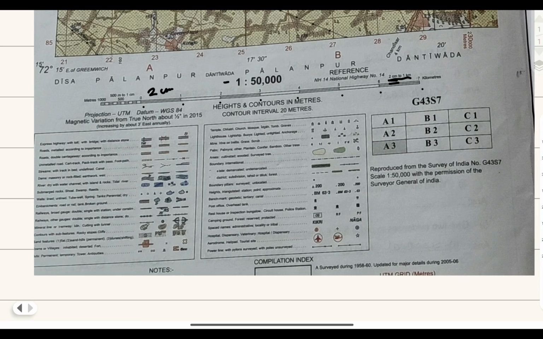Now 1:50,000, how do we read it? 1 unit on the map represents 50,000 units on the ground. And a very common question: which is the most universally accepted scale? It is the representative fraction. And why? Because the representative fraction has no definite units.